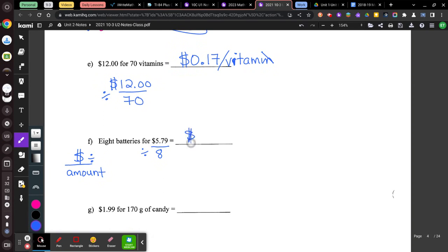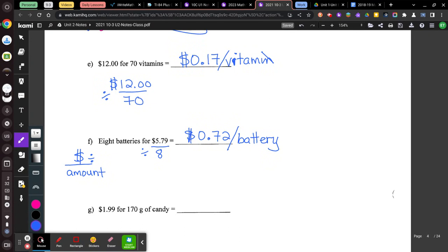So that's going to give us 0.72 cents per battery. Okay, so that means for one battery, it's going to cost you 72 cents.